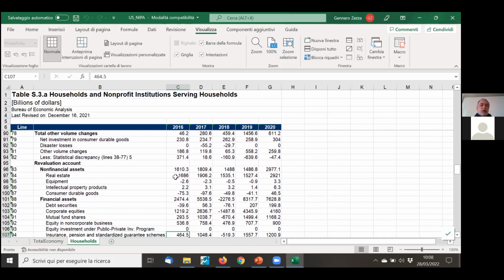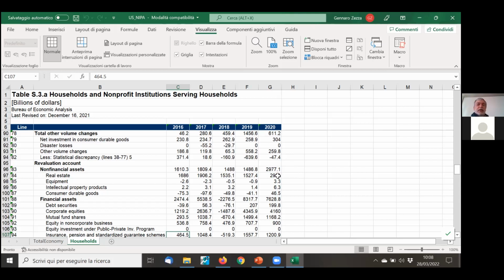Then we have the revaluation account that I will discuss extensively later. And this is basically the increase or decrease in the value of assets, which is due to the changes in the market price. So these data are reasonably recent.